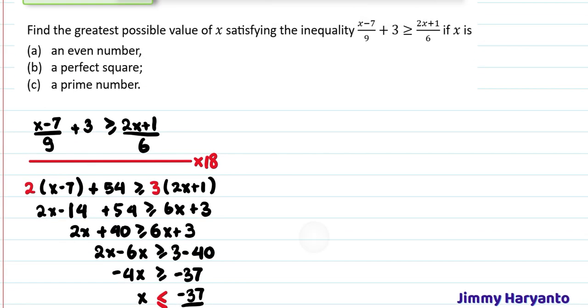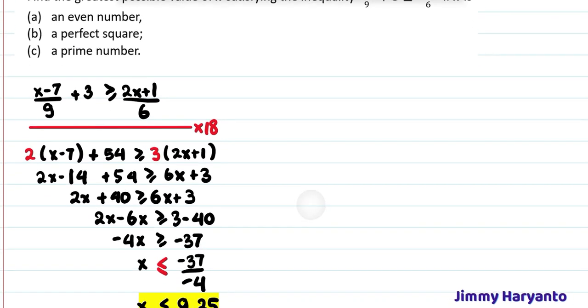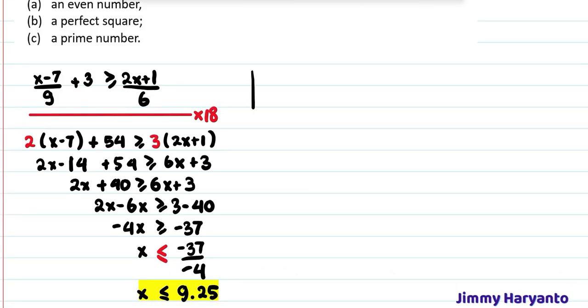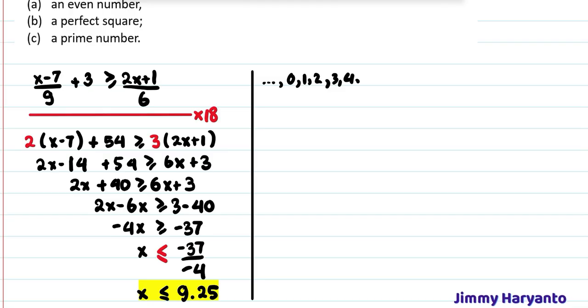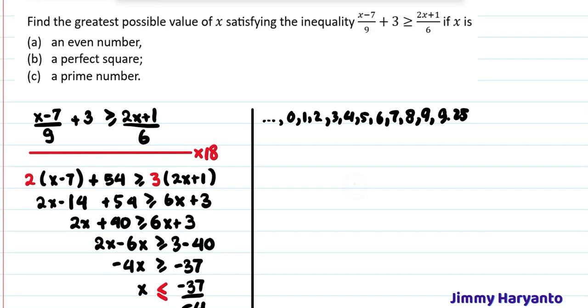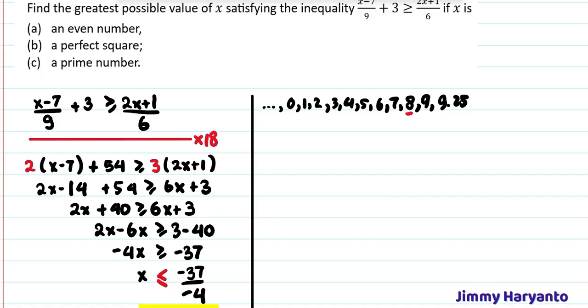And then the question wants you to find the greatest possible value of x that is an even number. Less than 9.25 means it starts from small numbers like 0, 1, 2, 3, 4, 5, 6, 7, 8, 9, and 9.25. Yeah, 9.25 is included because it has the equal sign right there. Now, even numbers, the greatest even number it says. So the greatest even number will be 8. The answer for A is 8.